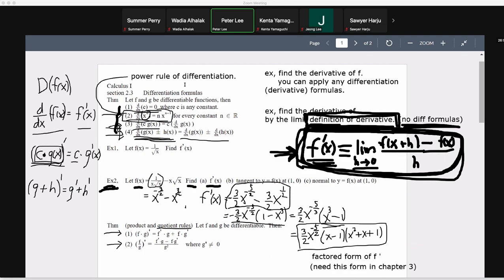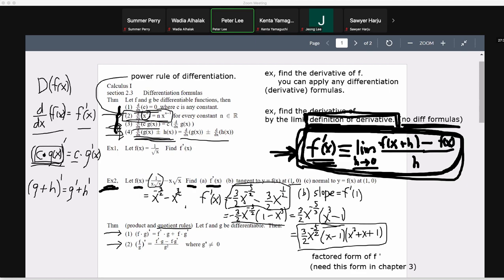Now let's look at part B. What is the tangent line to the curve y equals f of x at (1, 0)? In this case, first, we have to get the slope of the tangent line. The slope of the tangent line to the graph y equals f of x at (1, 0) is going to be f prime at 1.